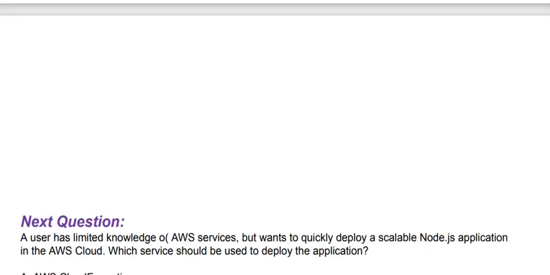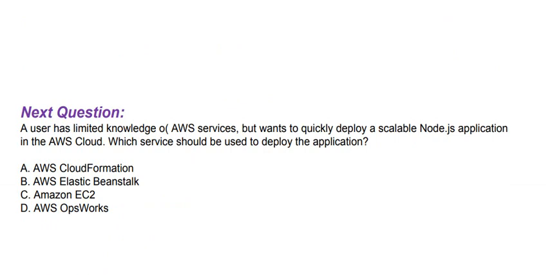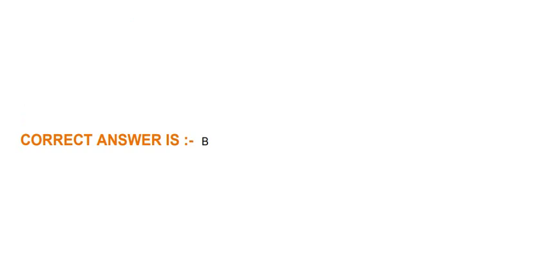Next question is, a user has limited knowledge of AWS service but wants to quickly deploy a scalable Node.js application in the AWS cloud. Which service should be used to deploy the application? Option A, AWS CloudFormation. Option B, AWS Elastic Beanstalk. Option C, Amazon EC2. And option D, AWS OpsWorks. The correct answer is option B.